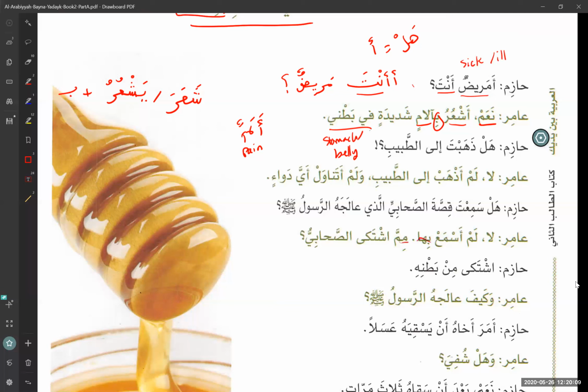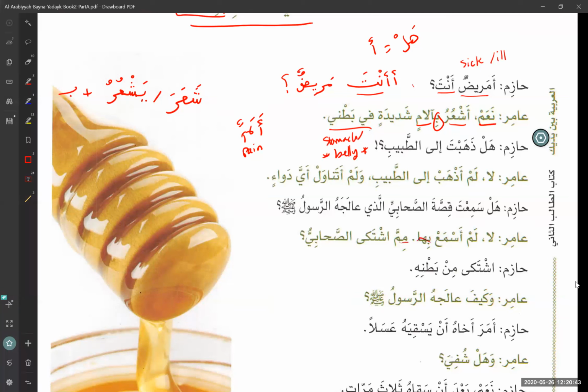I think the bottom is belly, and the other word, al-ma'idah, was stomach. Okay, so here it's saying I feel severe pain in my belly. So we know all of these words. نعم أشعر بآلام شديدة في بطني. Yes, I feel severe pain in my belly.